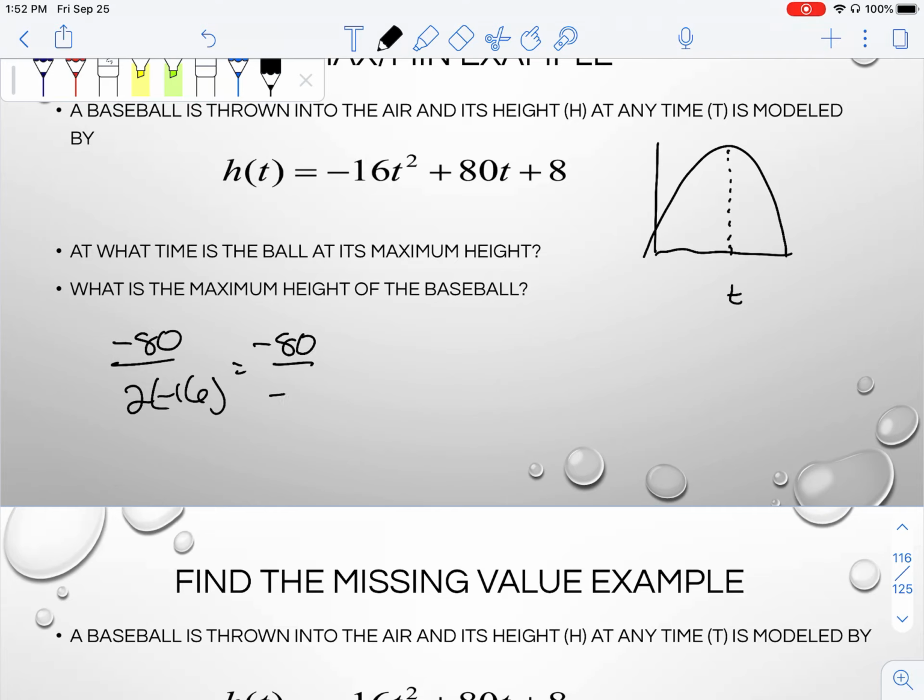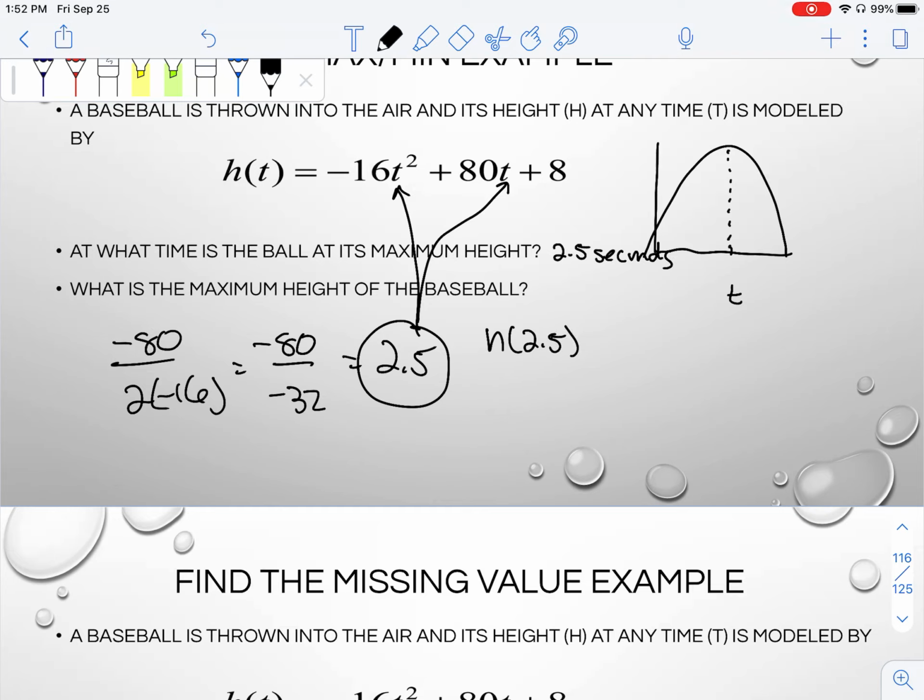So negative 80 over negative 32 gives us 2.5. So after 2.5 seconds, we'll just assume it's seconds, it took 2.5 seconds for the ball to be at its highest point. Now what is the maximum height? Now is when we substitute this t value, our time, into our original equation to find the height. So we're doing h of 2.5.